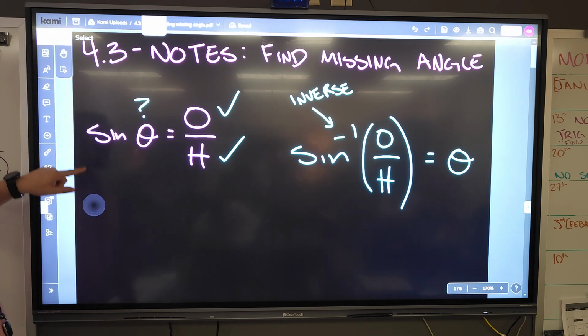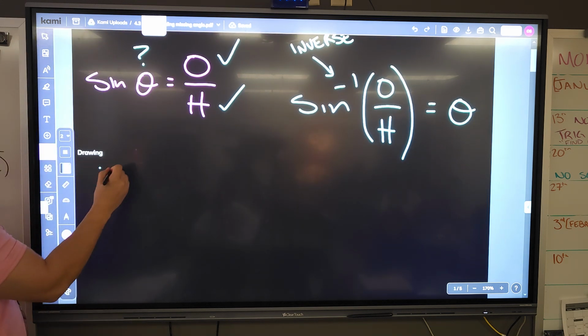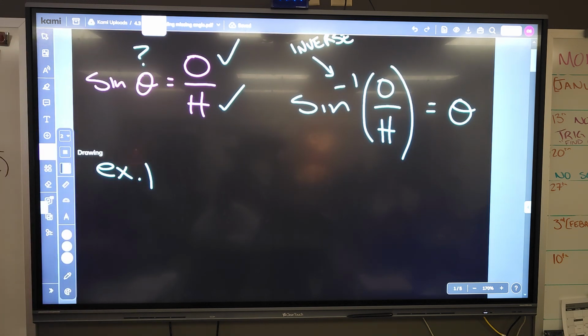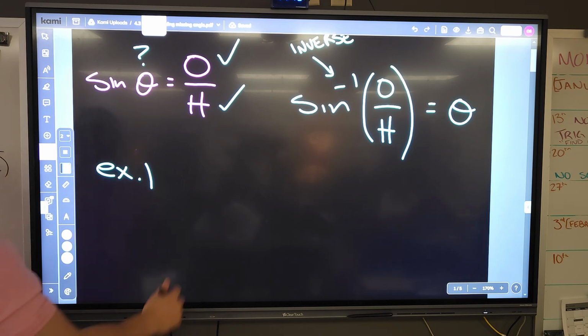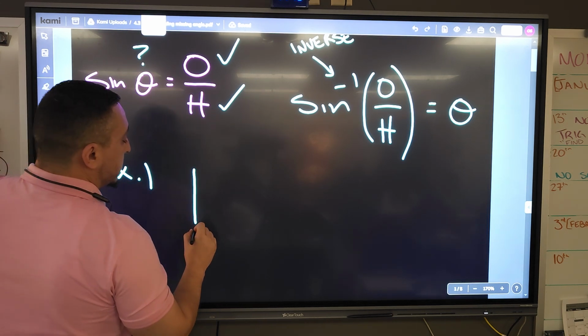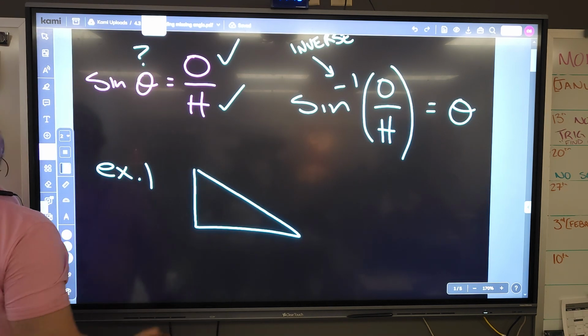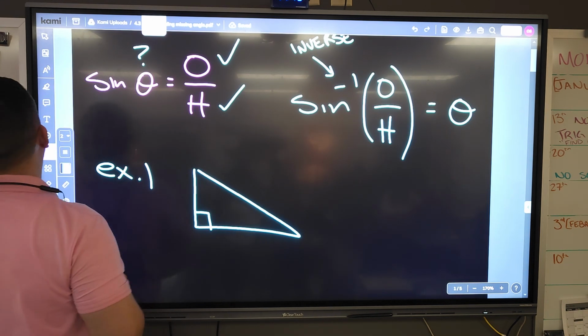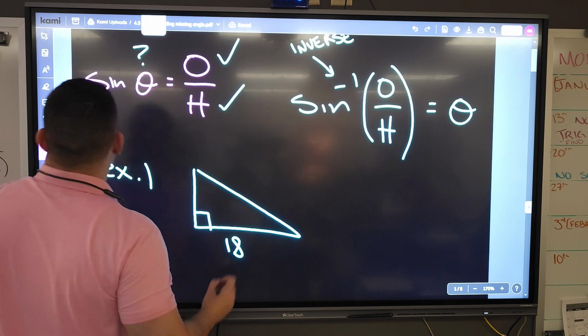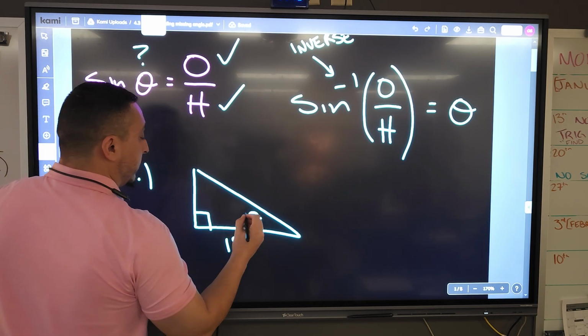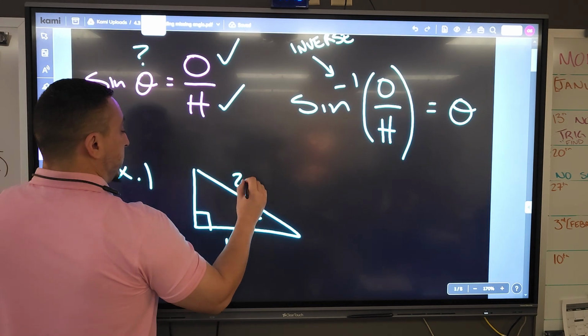Let me show you now. Let's put an example so you see what I'm talking about. And actually, this will be your number 1 of your homework, okay? So I titled the example, but it's your number 1. So here we go. Just draw this little sketch. This is 18. We're looking for theta, and this is 23.